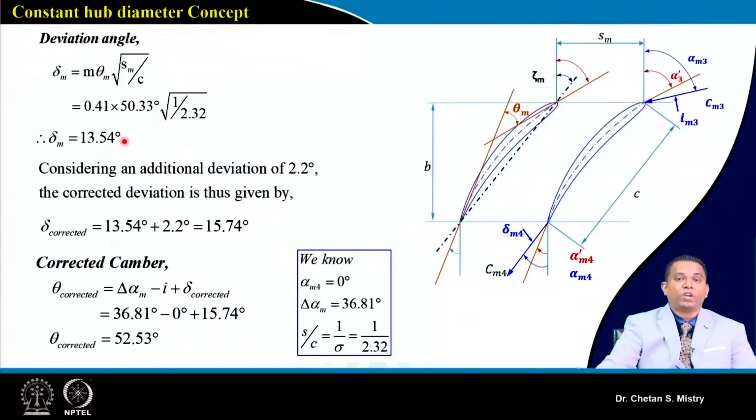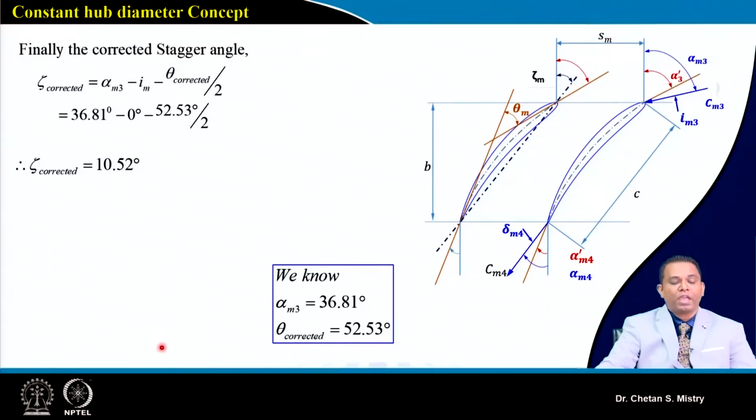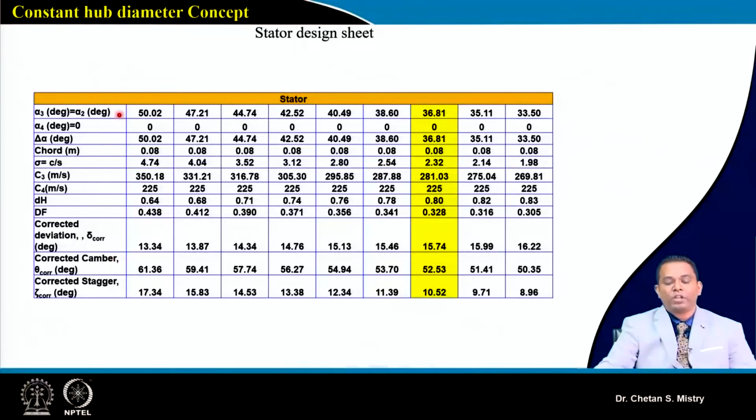13.54. As we have discussed, mainly based on your computational study, you can make the correction in deviation angle. When you are making a correction in deviation angle, accordingly your camber and stagger need to be modified. So this represents the modified camber angle, which is 52.53 degrees, and this is our stagger angle, which is coming 10.52. Now, in an overall sense, this represents our design for the stator.